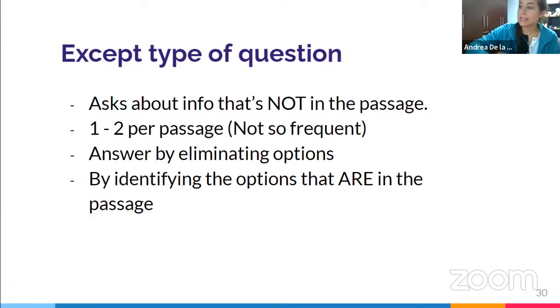Well, those are detailed questions. Now we're going to see except type of question. These questions are the same as detailed questions, to be honest, it's exactly the same. But instead of asking you for information that is directly or explicitly mentioned in the text, they will ask you for the opposite. They will ask you for information that's not mentioned in the text. So the way to answer this question is just by eliminating options. They ask you for something that's not in the text. How do you get to that answer? By eliminating the options that are in the text, right?